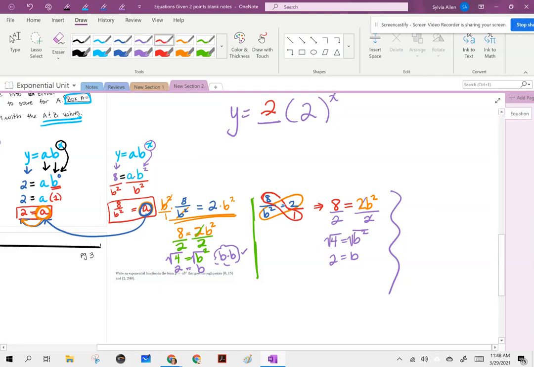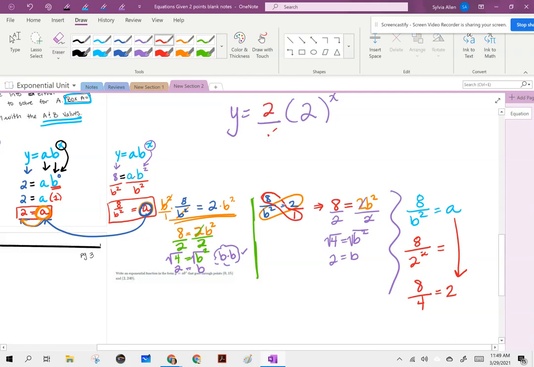Let's say that we had to plug in 8 over b squared is equal to a. Well, if we know that b is 2, we would have 8 over 2 squared. So we have 8 over 4 equals 2. So we have another way to establish that a is equal to 2. So again, we know we're right.